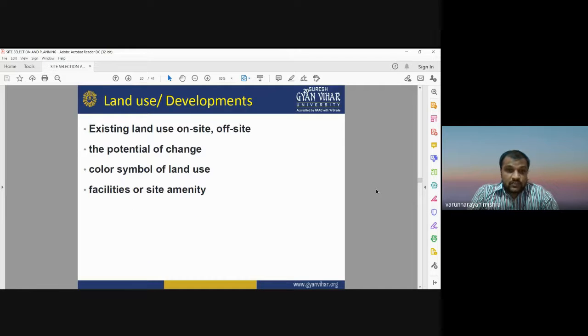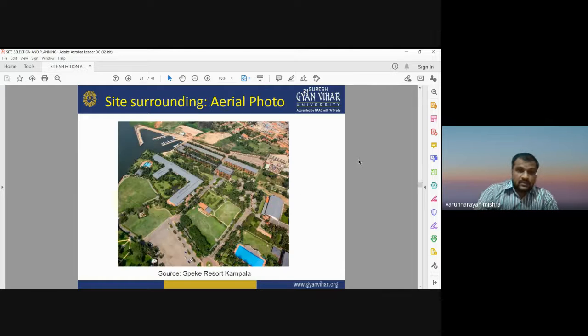Okay, so existing land use on site is important. The potential of change, the color symbol of the land use, and the facilities or site amenities. Land use pattern is also important. If there is an existing land use of some kind of infrastructure, you need to check. We should have the information about the existing land use, and on the basis of the existing land use, we can plan for some other land use activities, some other construction activities. This is the way we can also study the surroundings of that proposed site and proposed construction.